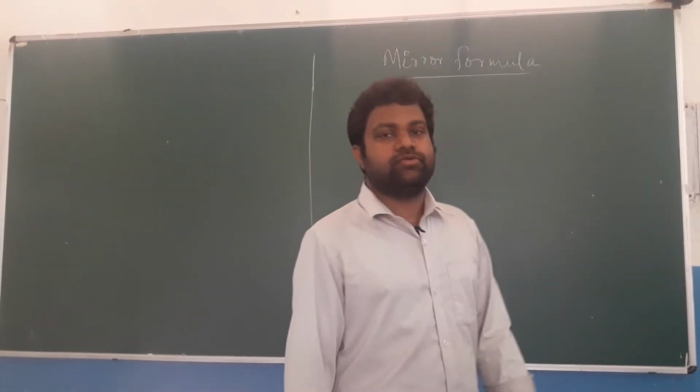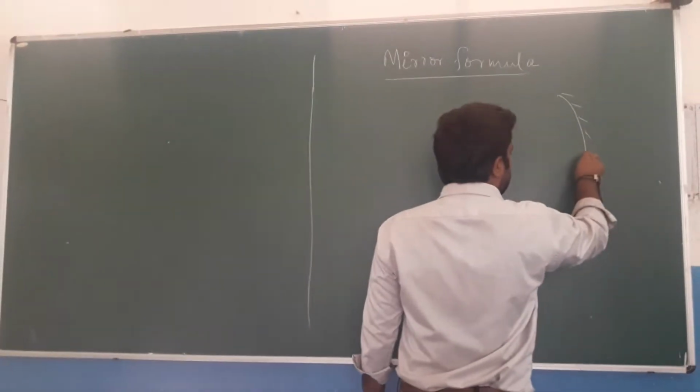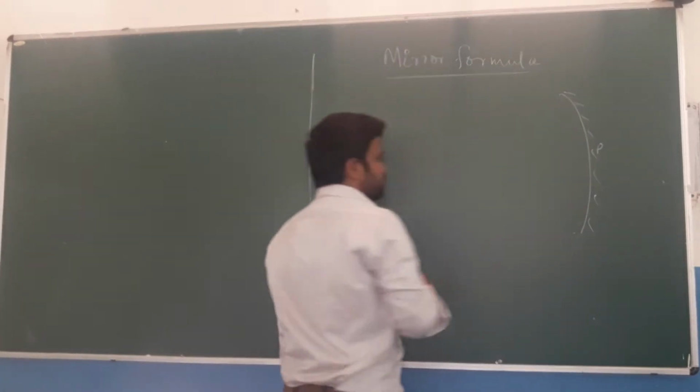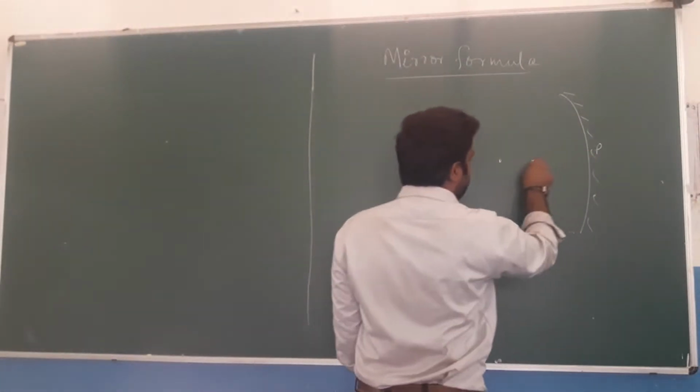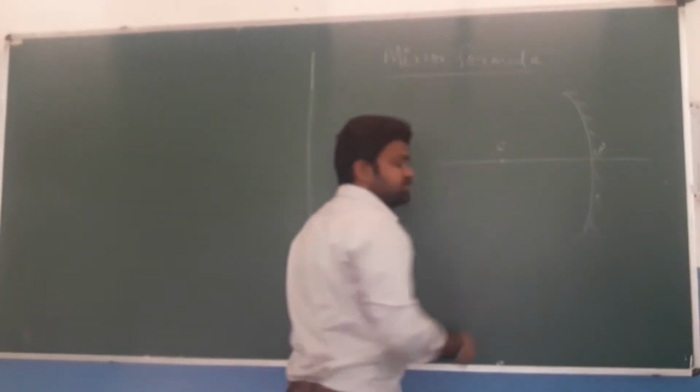Hello. So good morning. Today we will discuss the mirror formula and we will derive it. Let us take a concave mirror, and the midpoint is called the pole. Now you know that suppose this is the center of curvature of the mirror, then the line passing through the center of curvature C and the pole is the principal axis.